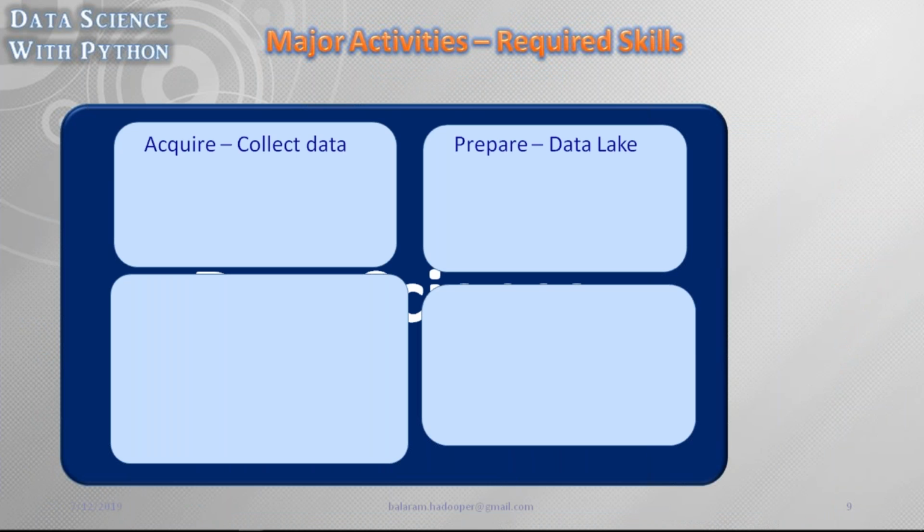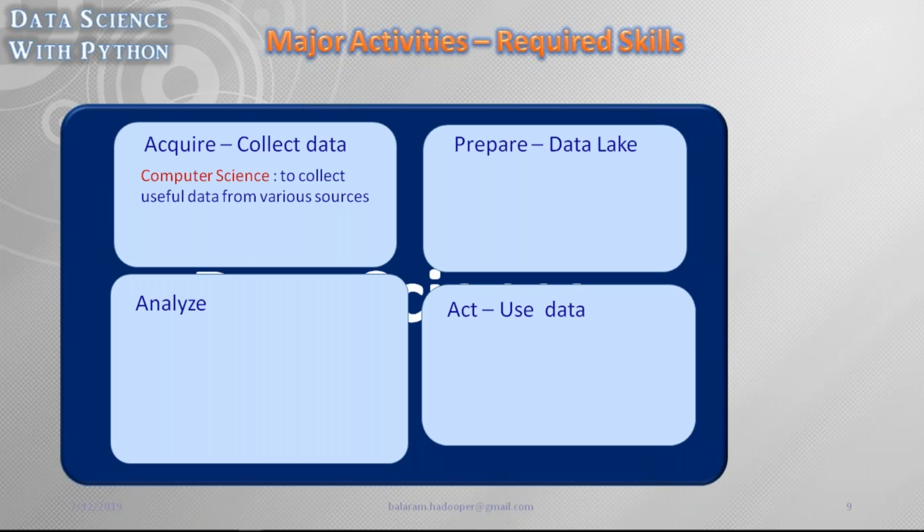Now, for the major activities, what are the required skills? For acquire, prepare, analyze, and act. For acquire, computer science is required to collect the useful information from different data sources, and domain expertise is also required. Domain expertise means in which field, what is the field. We have to analyze that and be an expert in that domain.